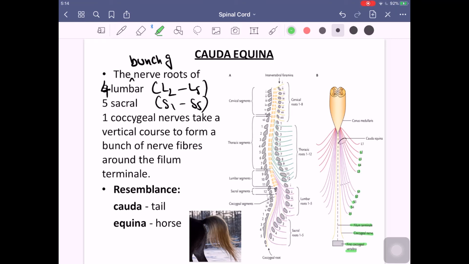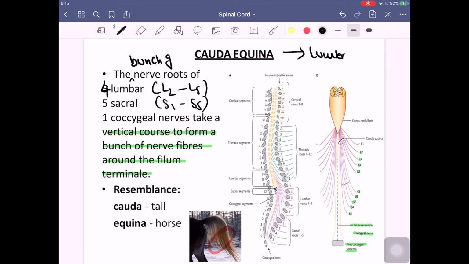If you see these nerves, they take up almost a vertical course to form a bunch of nerve fibers around the filum terminale. The filum terminale remains in the center, and on the right and left side you have 10 spinal nerves of the root value L2 to L5, S1 to S5 and coccyx 1. Since this bunch resembles the tail of a horse, which is shown here, that is the reason it is called the cauda equina.